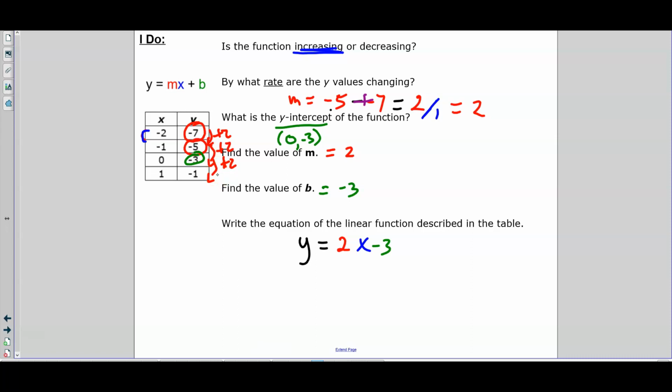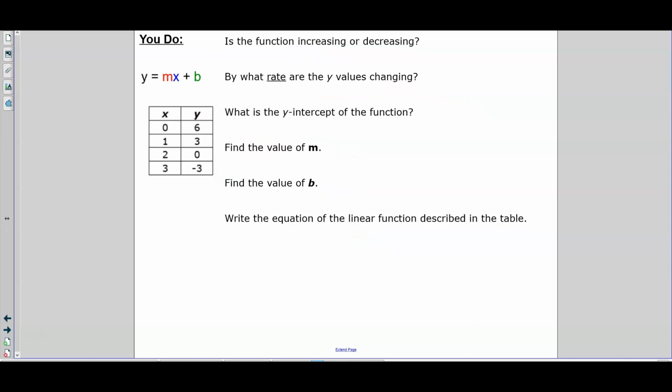Okay. All right. So the slope, I kind of went a little fast on that, but just know that you can subtract any number and the one before it. So -5 minus -7. If I did -3 minus a -5, it's still going to be 2. Okay. All right. Take a moment, see if you can do this one.